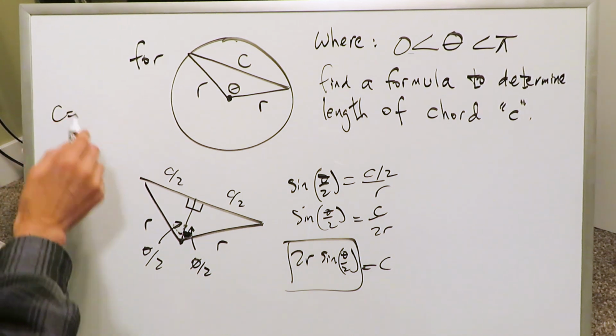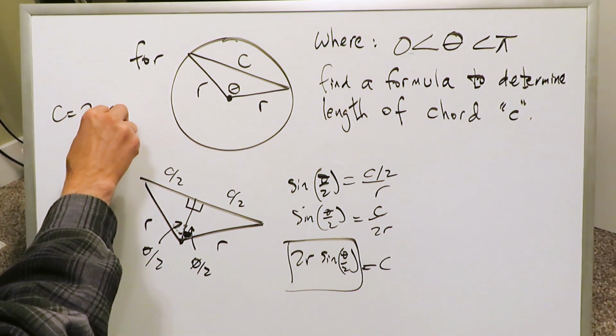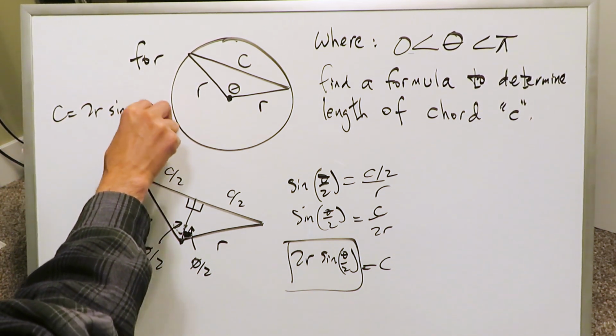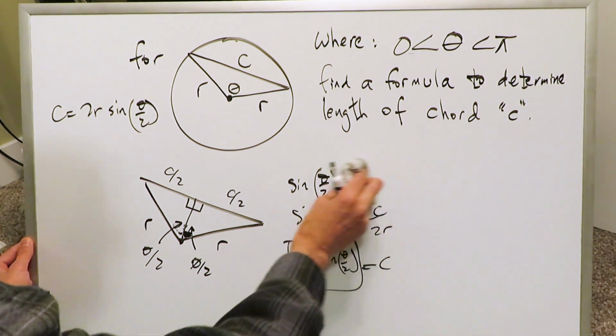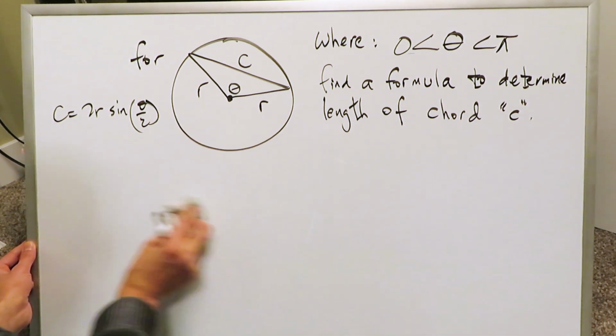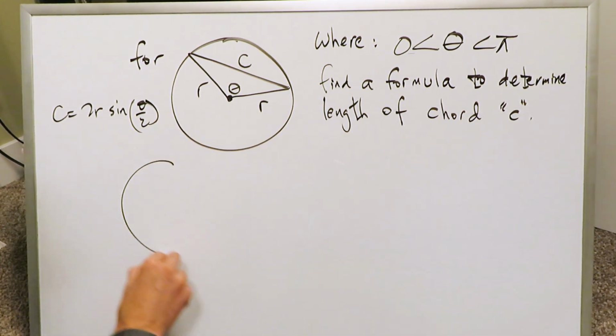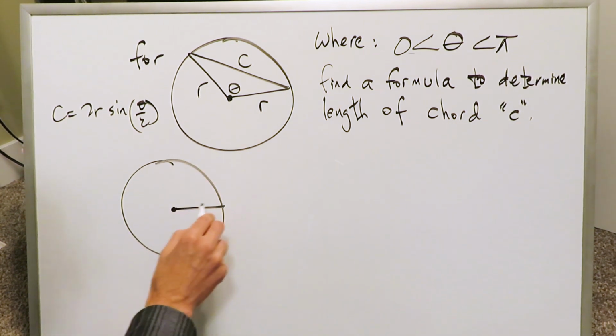And I'm going to put the formula right here. C is equal to 2R sine theta over 2. And technically the question is completed. That's all there was to it. But just for closure's sake, let's take a practical example, and we can verify that indeed everything is good.